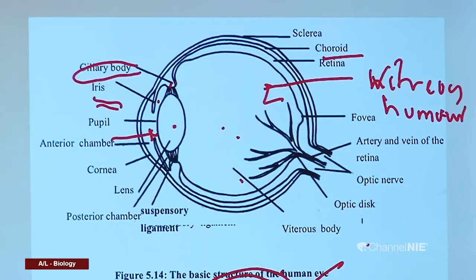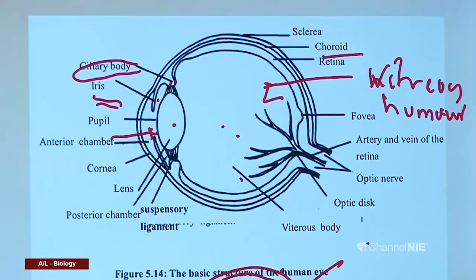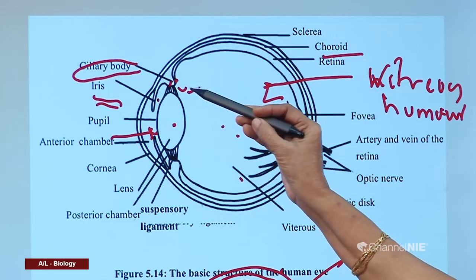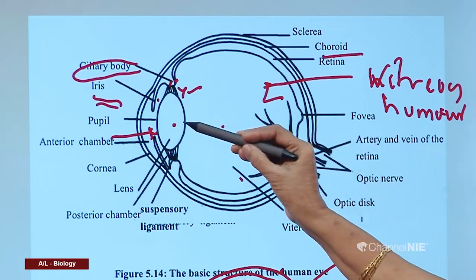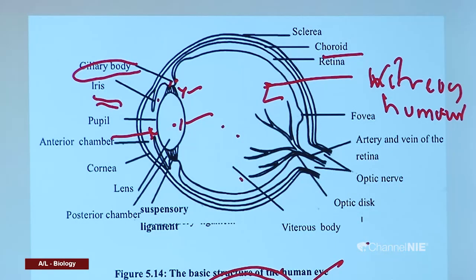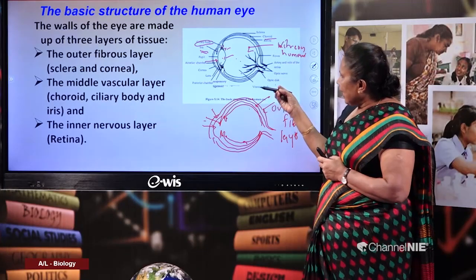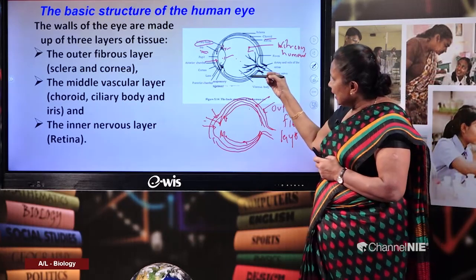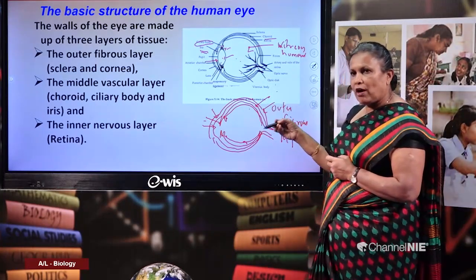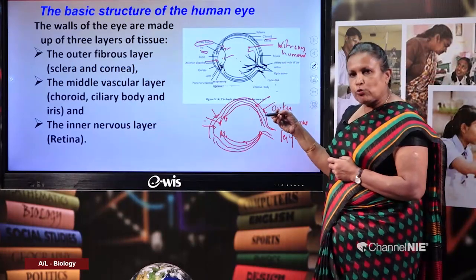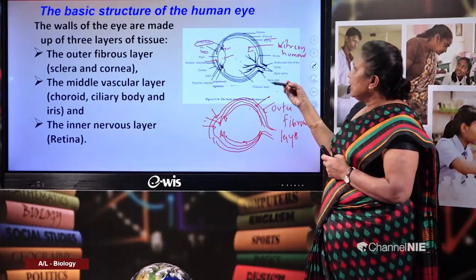In addition to those, you can see some other structures. Starting from the ciliary body, there are certain strands which hold the lens in position, which are called suspensory ligaments. They can be moved towards the lens or away from the lens, and the tightness of these fibers may be changed according to that.